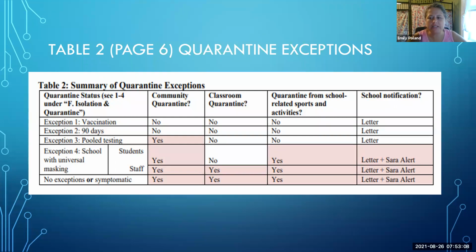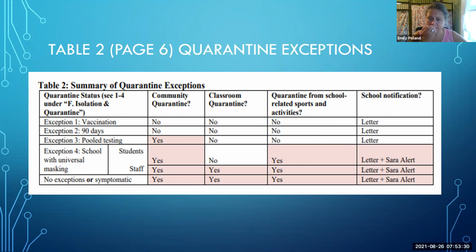Exception number 2 is that 90 days. So if they've been, in the past 90 days, a COVID positive person: no community quarantine, no classroom quarantine, no quarantine from school-related activities and sports. And again, they should just be notified of their exposure.